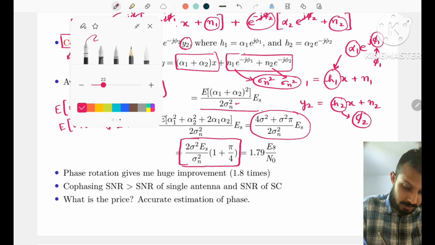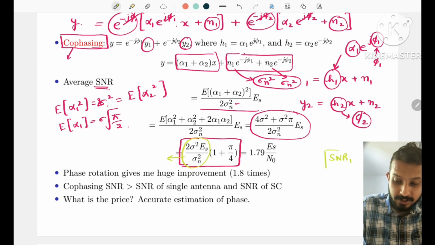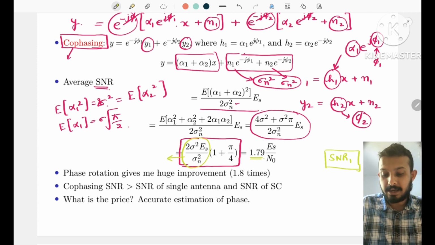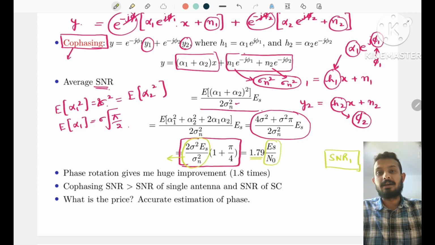So now, if we just focus on the first term, what is this? This is basically the SNR of the first antenna element, or the SNR of the second antenna element. And then we have 1 plus pi by 4. So you just evaluate this 1 plus pi by 4. This is equal to 1.79 Es by N naught. This is the SNR corresponding to the first antenna element.